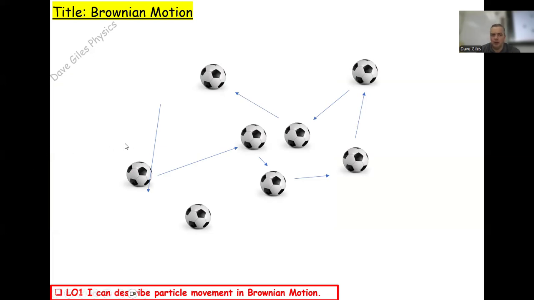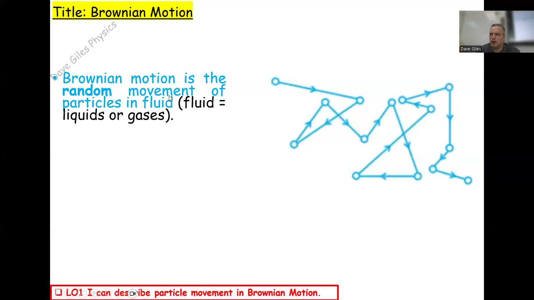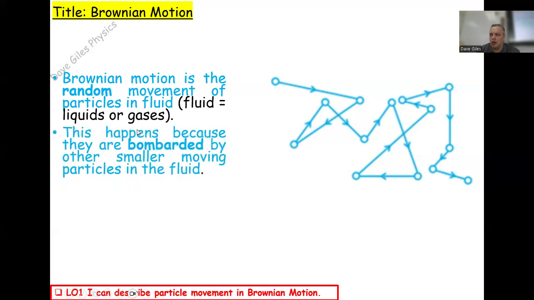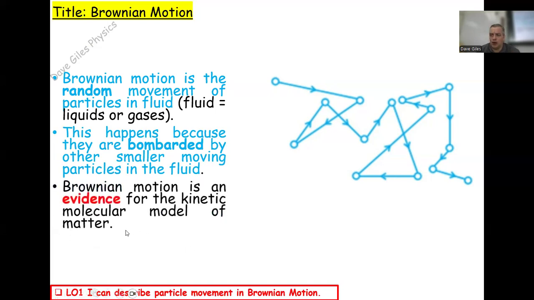And it's similar to Brownian motion, because Brownian motion is the random movement of particles in a fluid. What happens is the bigger particles are bombarded and constantly hit by other smaller moving particles in the fluid. So you can think of the footballers, even though it's a little bit of a different analogy because the football is actually bigger than the footballers, as being the little small particles which keep on hitting the ball. And it's also evidence for the kinetic molecular model of matter.